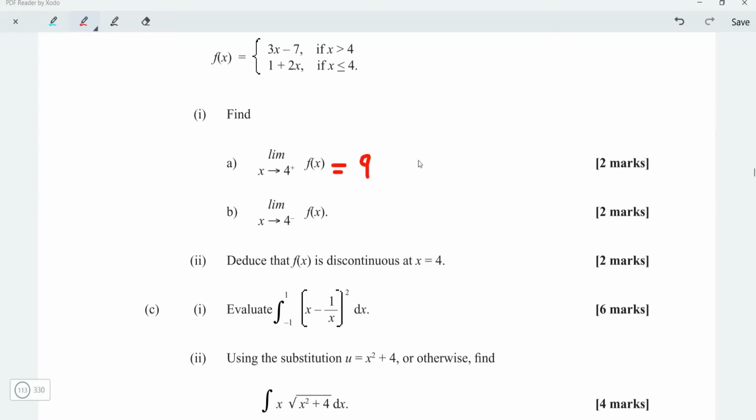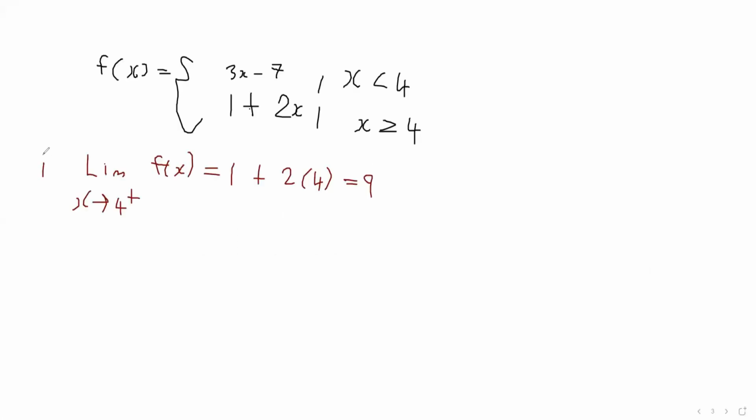Now what they want us to do is work out the limit from the left. This is part 1. To work out the limit from the left, which is part 2, you plug in 4 in the other equation for f of x. So the limit as x approaches 4 from the left of f of x is going to be 3 times 4, which is 12, minus 7, which is 5. So this equals 5.